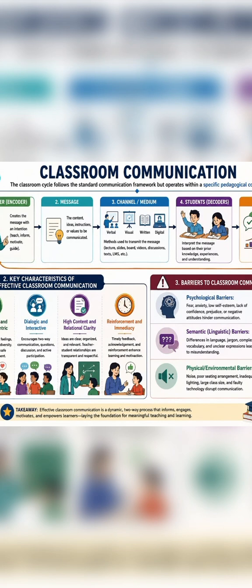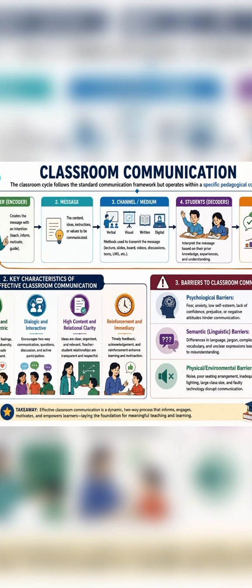And number fifth, the important one, is feedback. This is where the magic happens. It's the student's response, whether it's verbal questions, non-verbal nodding, or their performance on a test. Feedback completes the communication cycle and tells the teacher if the message actually landed.